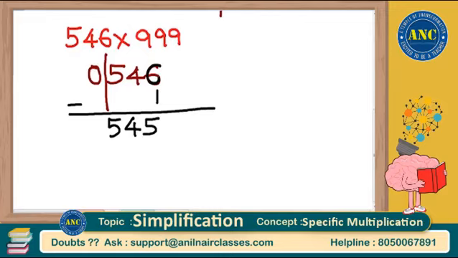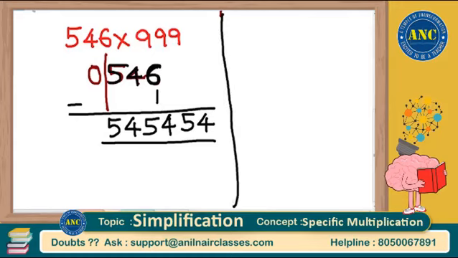Every digit is subtracted from 9 except the last digit, which is subtracted from 10. 10 minus 6 is 4. 9 minus 4 is 5. 9 minus 5 is 4. This should be the final answer. I hope the idea is very, very clear, sir.